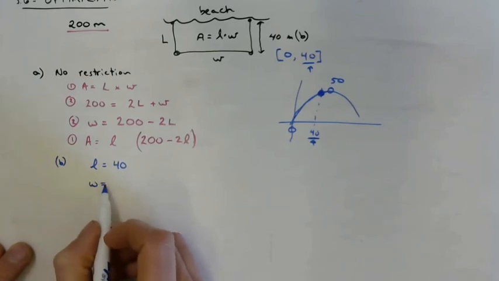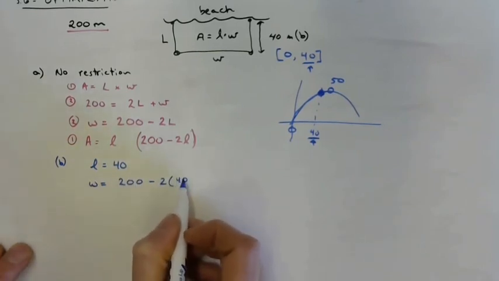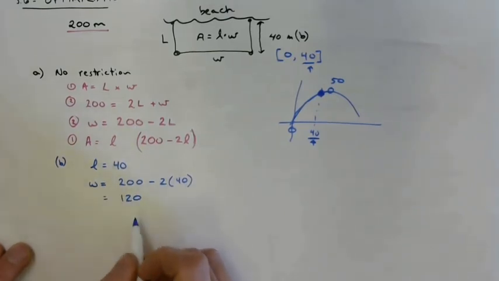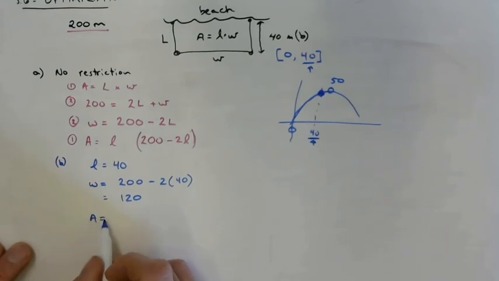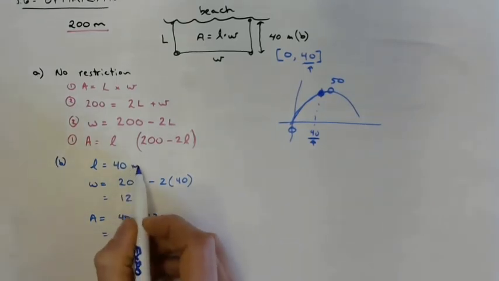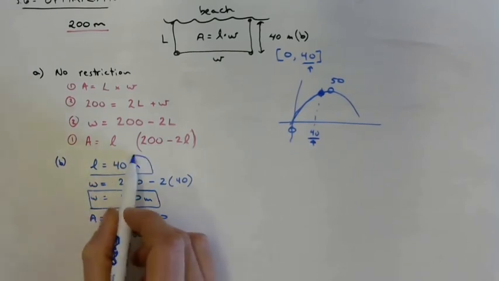So then finding W when L equals 40, we just sub it in. It's 200 minus 80, which is 120. That's length and width. And we can get the area as well, which is just length times width. 40 times 120, which is 48 with 2 zeros, 4,800 meters squared. And these are meters, meters, maybe box your answers. There's the dimensions.